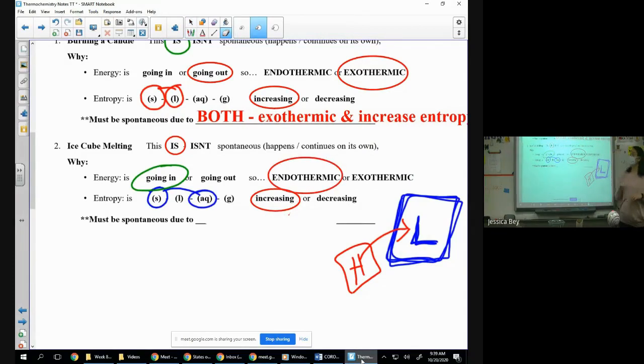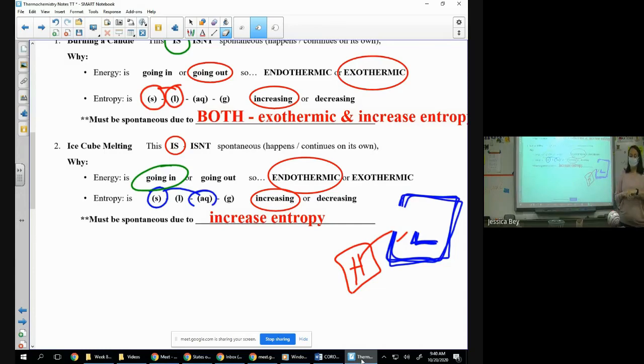So looking at my two things at the top of my screen, why is that ice cube melting by itself then? Just because of its entropy, okay? So it must be spontaneous due to the fact that it is increasing its entropy. Does that make sense? Hopefully we're feeling good here. This stuff is kind of tough.